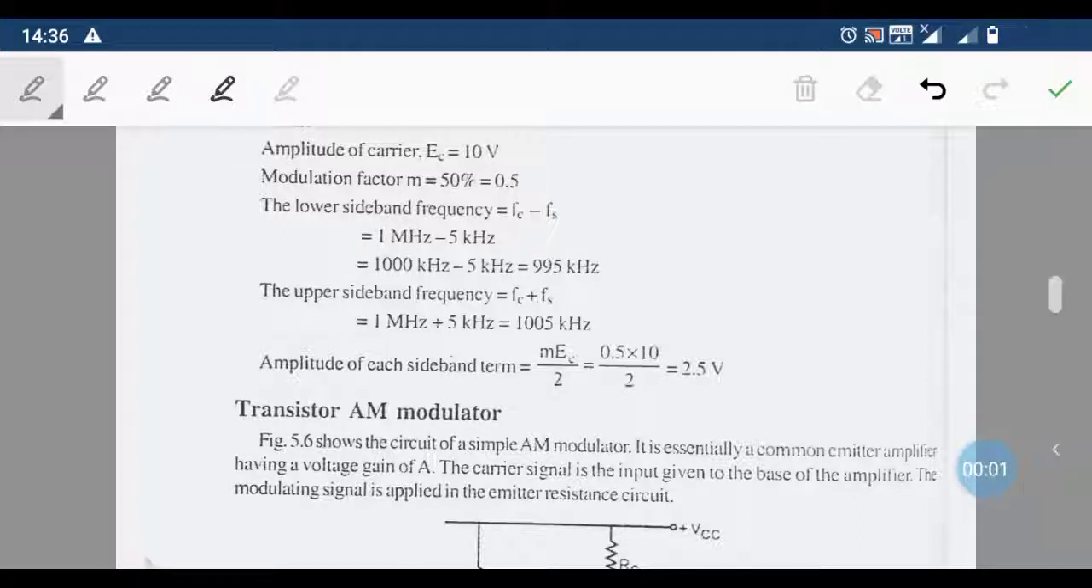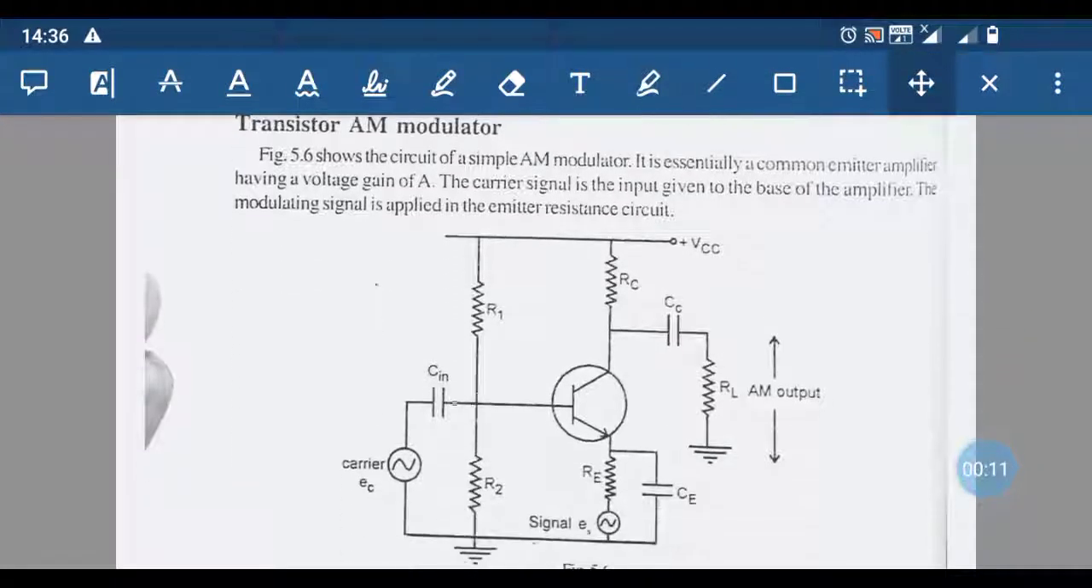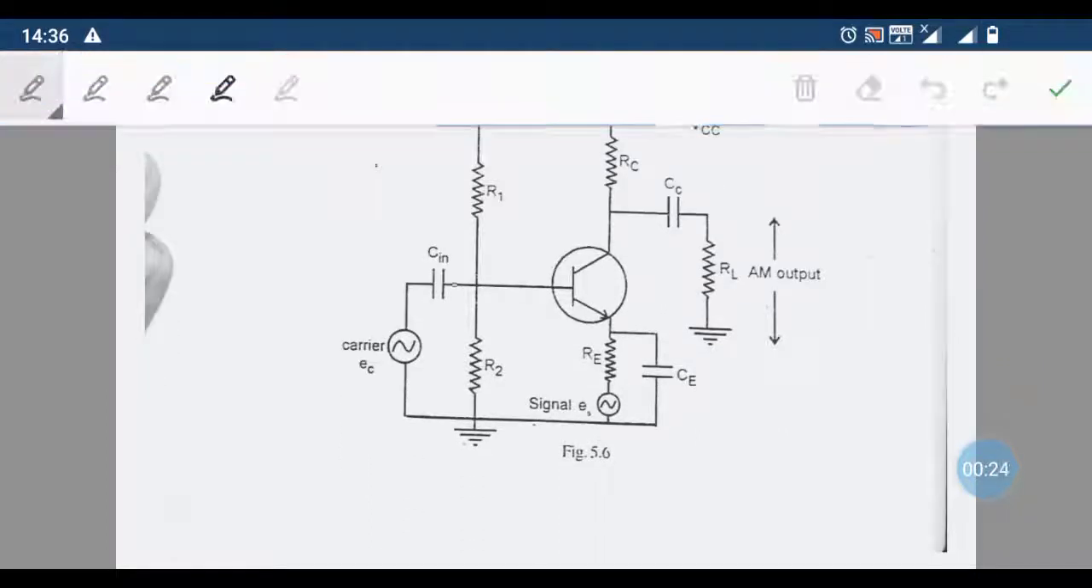Dear students, today we are going to discuss the case of a transistor amplitude modulator circuit. So we already know the case of a common emitter amplifier. A slight change from a common emitter amplifier will be able to produce an amplitude modulator circuit. Here, in the usual common emitter amplifier, we have a signal here and we have taken the output from here.